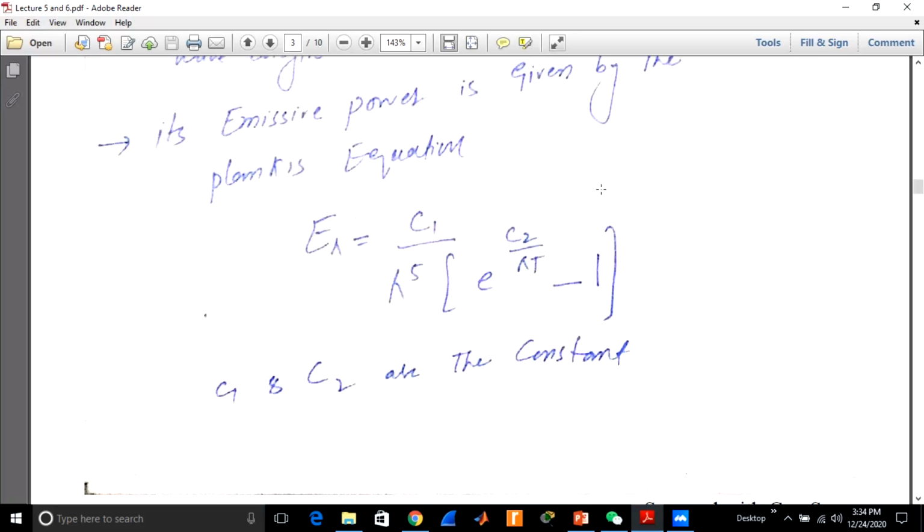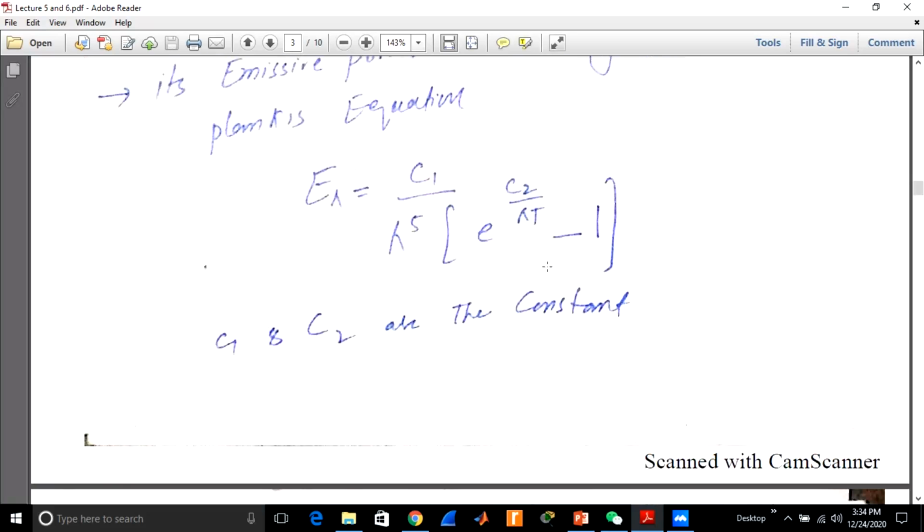Either of the body at that time. Yes, the surface of the sun has a constant value. So E lambda is equal to C1 lambda to the power of minus 5, divided by e to the power of C2 over lambda T, minus 1. This is called Planck's equation, and this equation shows the emissive power of the sun.